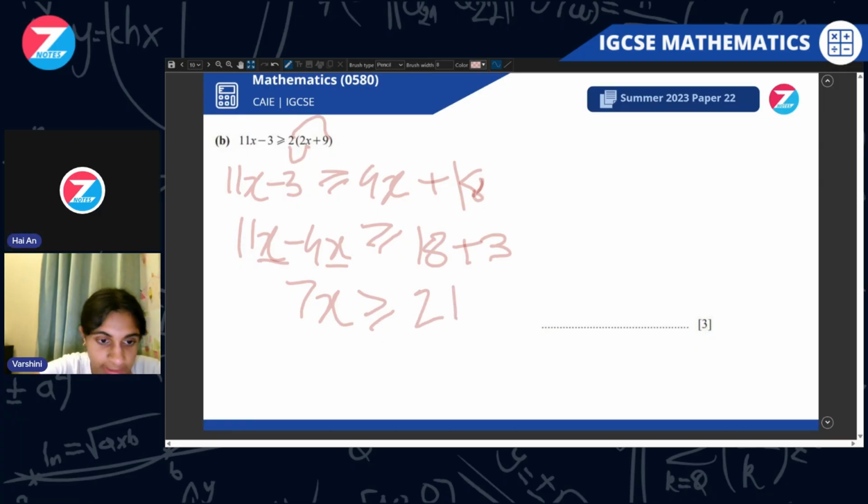So now again, to get rid of the 7, let's divide both sides by 7. And we have x greater than or equal to 3. So let's just write that here.